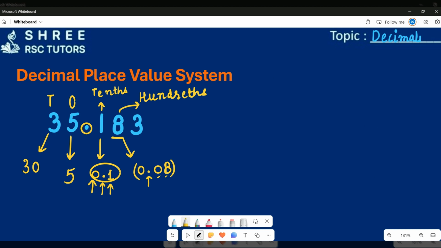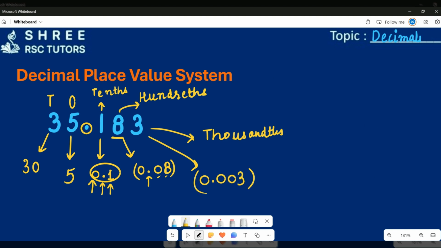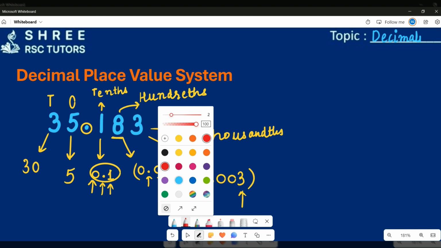Then, if we talk about this 3, this 3 is in the thousandths column and it is the third place after the decimal. So the place value of this 3 is going to be 0.003. We just need to put this 3 at the third place after the decimal and the rest of the digits will become 0. So this is how we write the place values. Now let us solve some questions and let's become a pro in this.